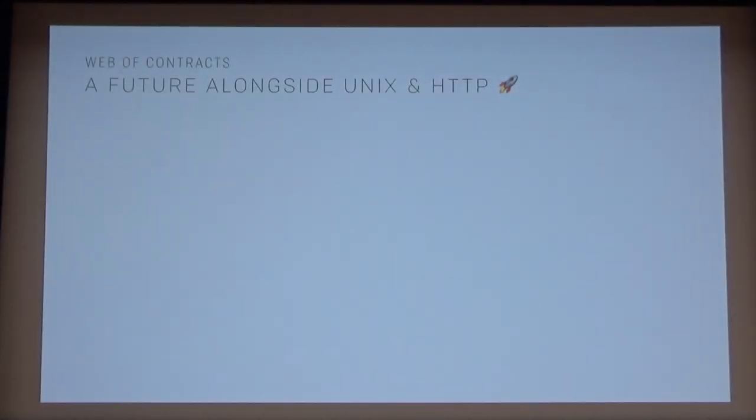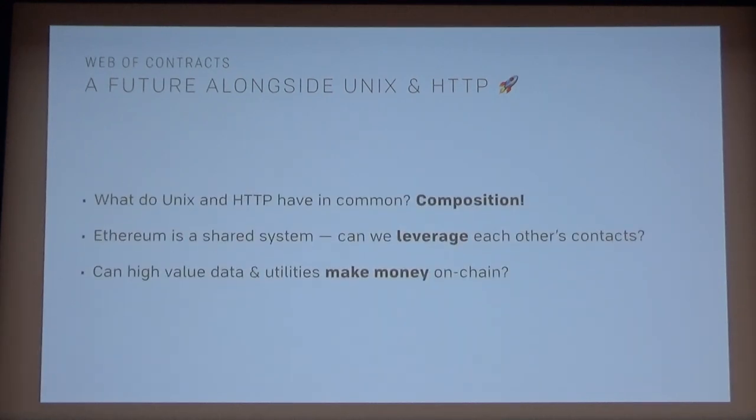So obviously this draws a lot of inspiration from Unix and HTTP and the actor model. What do all these things have in common? Composition. We want to have contract composition rather than taking an existing contract, editing it a bunch, and hoping that it still works the way that we had assumed before. Even if you have a fully audited library, and then you edit that and deploy it, you've broken a lot of the core assumptions. You have to get it re-audited.